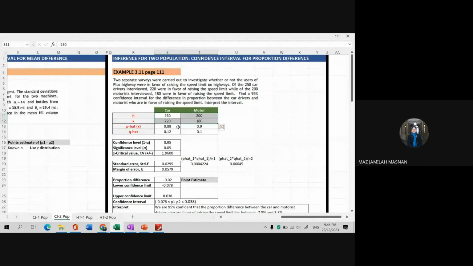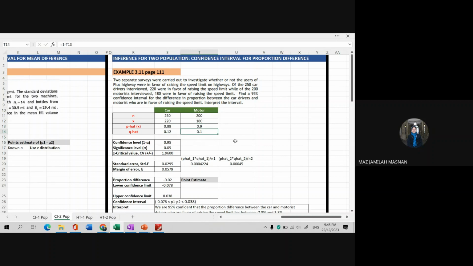Now, finding the p hat for car and motorist. Finding the p hat for car will definitely be x divided by n, which will give you 0.88, and the q hat will be 1 minus the p hat, which will give you 0.12. The same goes for motorists.